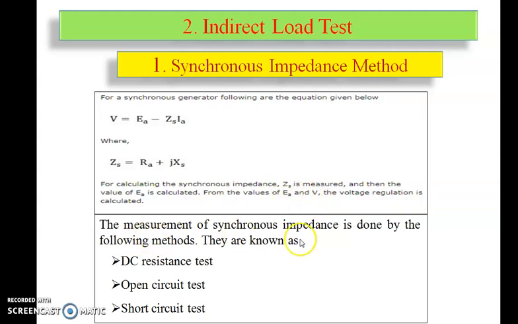Now the measurement of synchronous impedance is done by the following methods. They are known as DC resistance test, open circuit test and short circuit test. Now simply by using this relation, that is V equals EA minus ZS into I, we can find out the voltage regulation of generators. And for voltage regulation we should calculate the value of ZS only, that means synchronous impedance only. And as I know that synchronous impedance ZS equals RA plus J into XS, that is a synchronous reactance. Okay, so for measuring the synchronous impedance आपल्याला काय करायचं ZS measure करायचं. Okay, and for that measurement purpose we require the following tests. We call them DC resistance test, open circuit test and short circuit test.